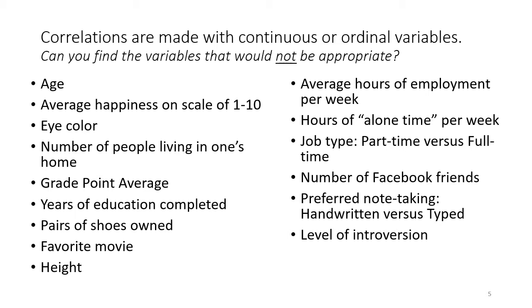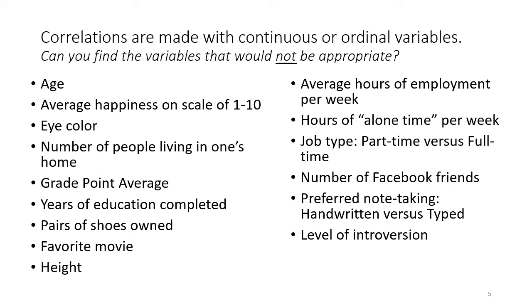Continuing down the list, number of people living in one's home, grade point average, years of education completed, pairs of shoes owned. These are all variables that have numbers associated with them, and so they all would be appropriate for correlation. Favorite movie, however, would have words associated with it, like titles of movies, and usually we don't do, in fact, we can't do correlations on those kinds of variables.